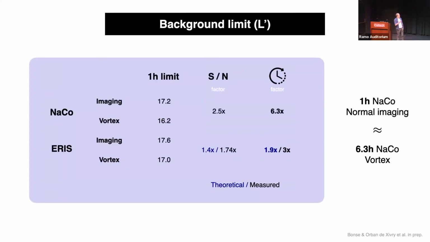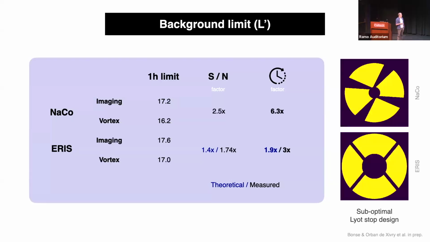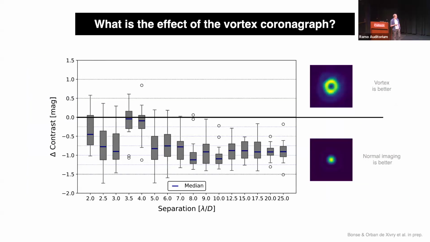In ERIS, the values are better, only a factor of 3. And based on simulations, we noticed that the key driver for this is actually the design of the Lyot stop, which was very unfortunate, suboptimal for NaCo, and still not really good for ERIS. And we took these lessons learned to redesign the masks for the emitters so that we are not running into the same issue again. So that's for the background regime.